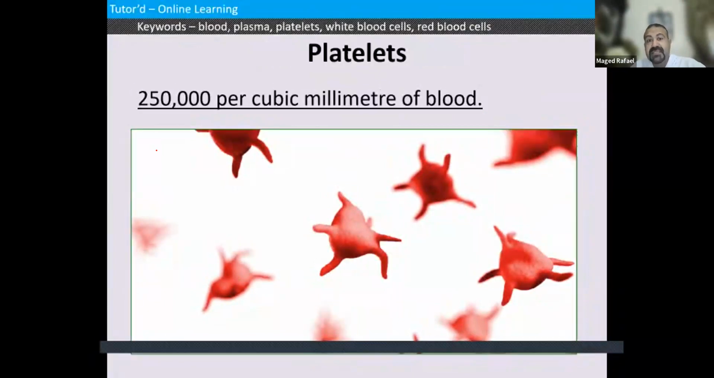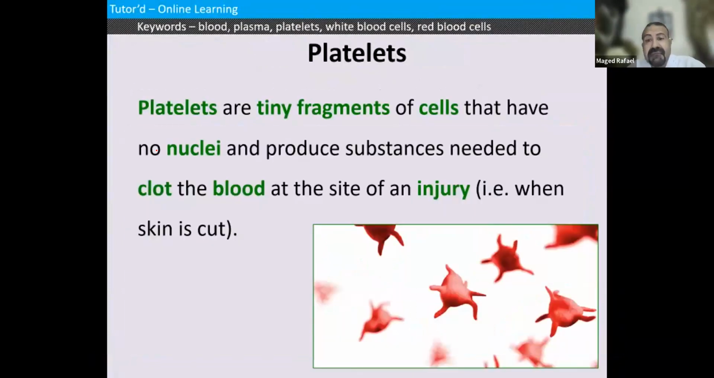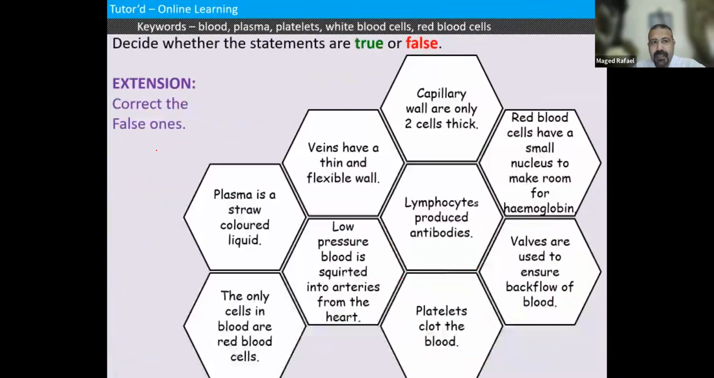Those are the fragments of cells, as I told you, 25,000 per cubic millimeter of blood. They are tiny fragments of cells. They have no nuclei, and they produce substances that help in blood clotting.